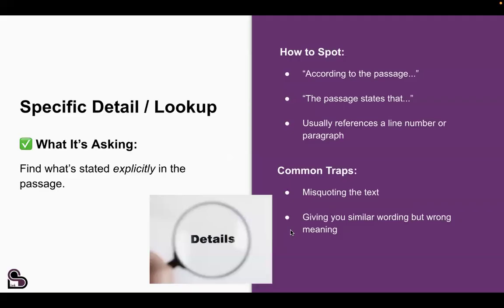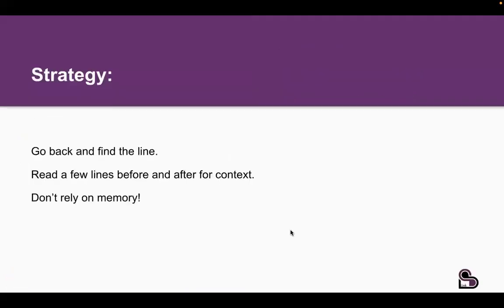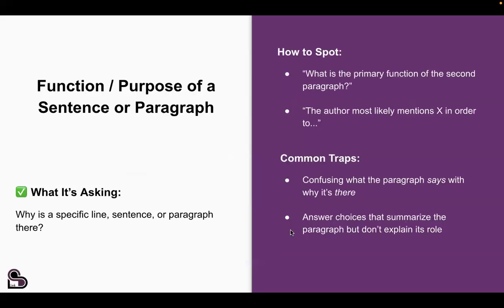Specific detail or lookup, what it's asking: find what's stated explicitly in the passage. How to spot them? According to the passage, the passage states that, usually referenced with a line number or paragraph. The common traps: misquoting the text, giving you similar wording but wrong meaning. The strategy: go back and find the line, read a few lines before and after for context, and do not rely on your memory.